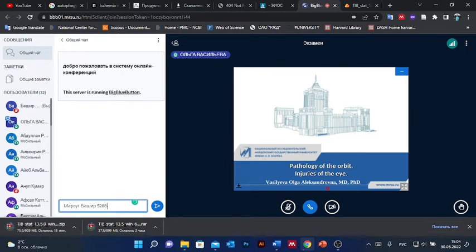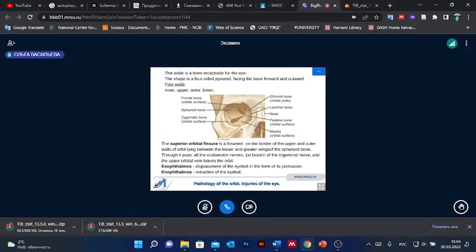Pathology of the orbit, injuries of the eye. Firstly, let's remind each other what the orbit is. It is a bone receptacle for the eye.